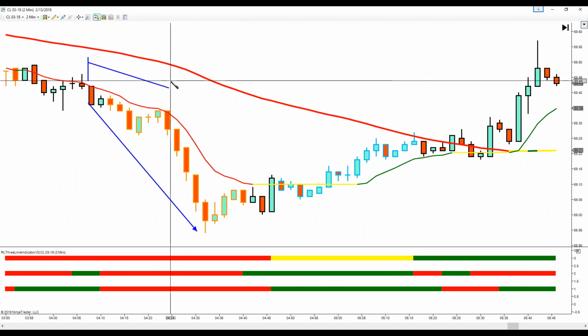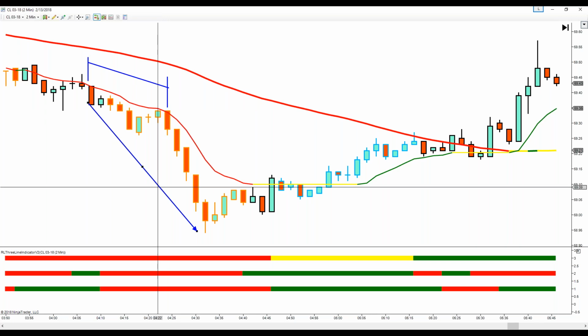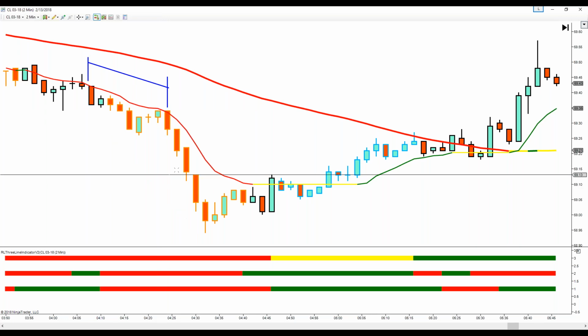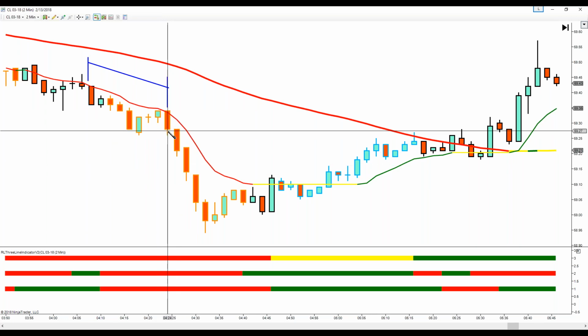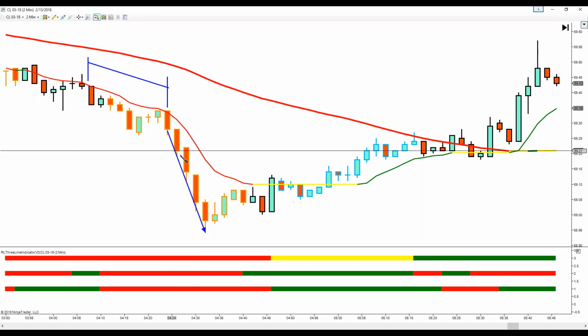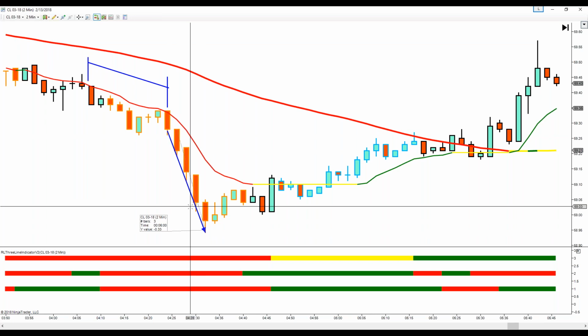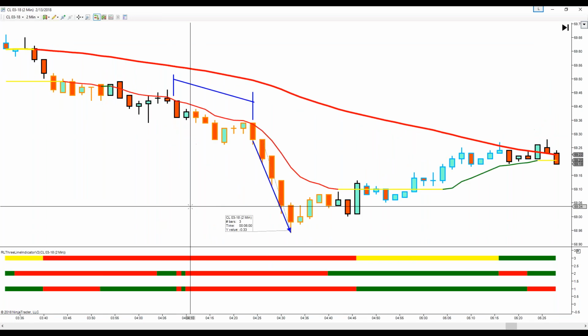Now, here's your short trade on time, right here. Pull back to resistance, and your short trade, right here. That's a big trade. Let me see how big it is. Your entry is going to be right here. That's 33 ticks. I mean, that's a day maker right there.